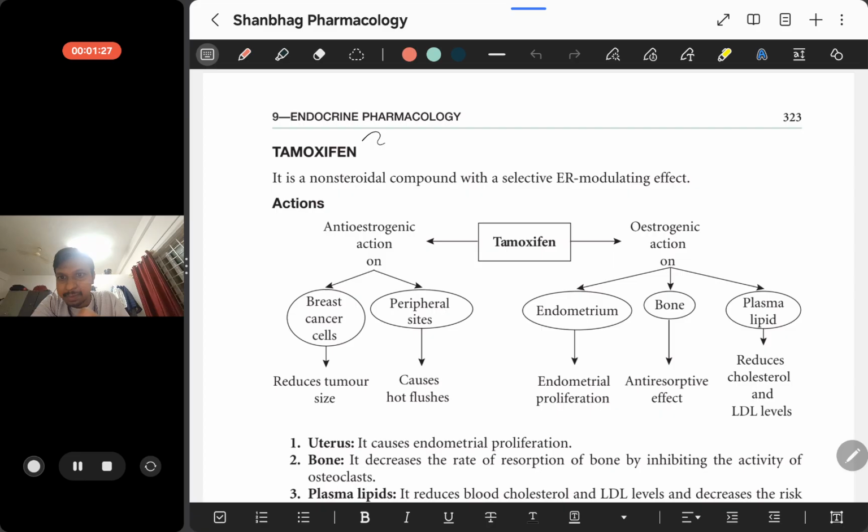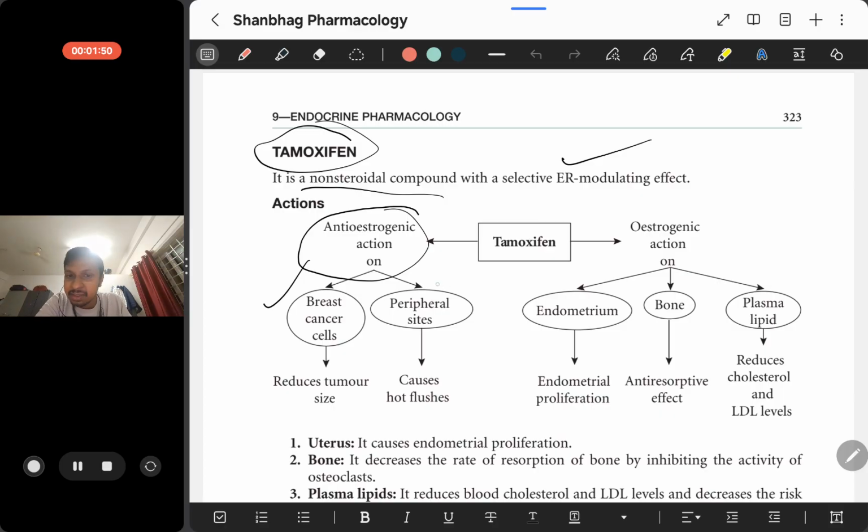First of all, tamoxifen is a non-steroidal compound. It has a selective ER modulating effect. Let us see what anti-estrogenic action it does. The anti-estrogenic action is on two things, the breast cancer cells as well as the peripheral sites. In the breast cancer cells, it reduces the tumor size, and in the peripheral sites, it causes hot flushes.